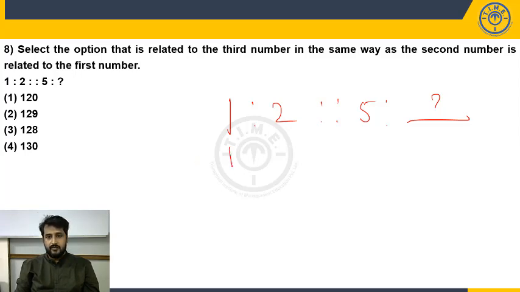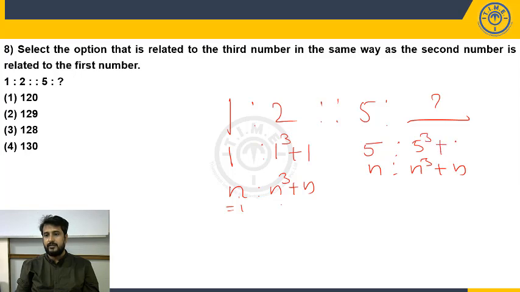It is 1 is to 1 cube plus 1, which is nothing but n cube plus n. N is to n cube plus n. In this case, where n is 1, so 1 cube plus 1. Now here, in this case, n is 5. So n cube plus n will be 5 cube plus 5. 125 plus 5 is 130. So my answer is 130.